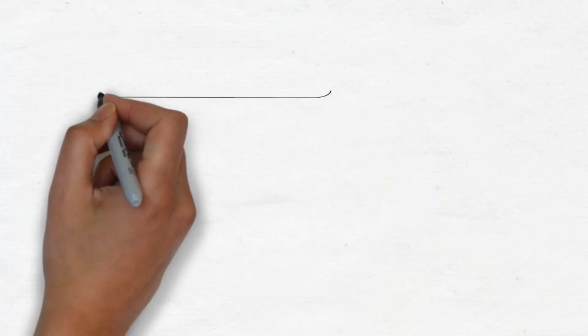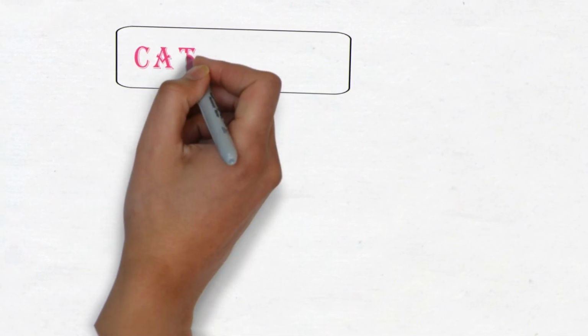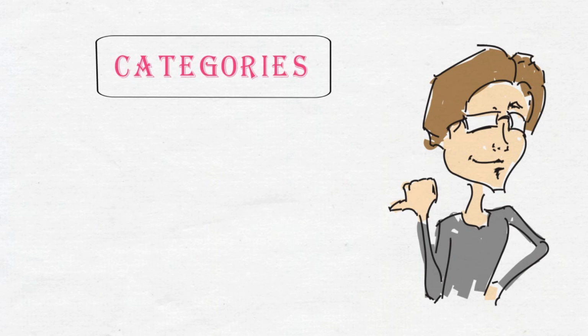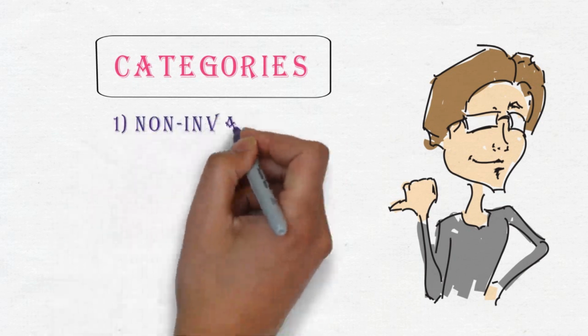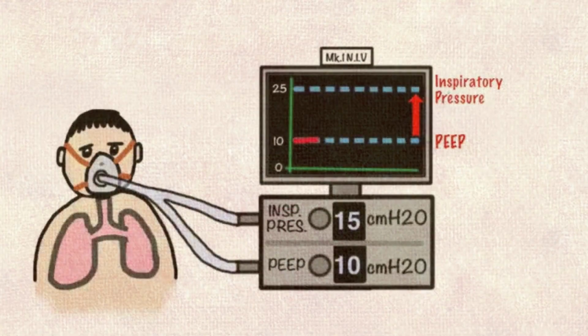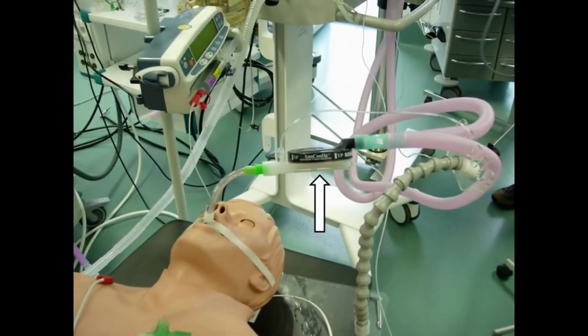Now let's go to the categories of ventilator, in which we have basically two categories. The very first one is the non-invasive ventilator. These devices provide breathing support through an external interface such as a mask or nasal prongs. And the second one is the invasive ventilator, in which patients on long-term ventilation may require ventilation through an endotracheal tube inserted through the mouth or nose, or through a tracheotomy tube inserted into an incision in the neck.